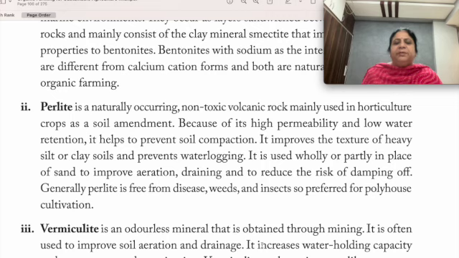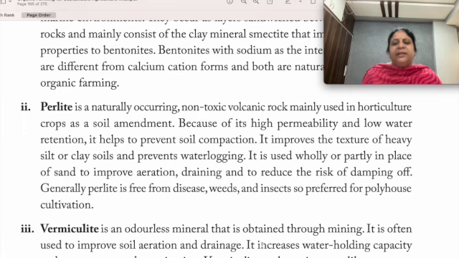Perlite. Generally, in pots and all, we use the perlite. Because of high permeability and low water retention, it helps to prevent soil compaction. It improves the texture of heavy soils or clay soils and prevents waterlogging. Mostly, this non-toxic volcanic rock is used for aeration. It can also be considered as an alternative to sand.